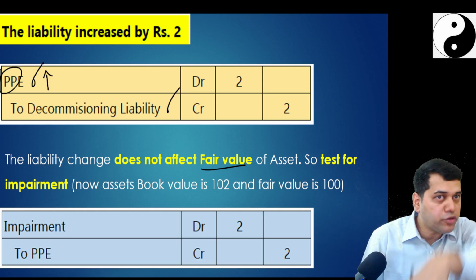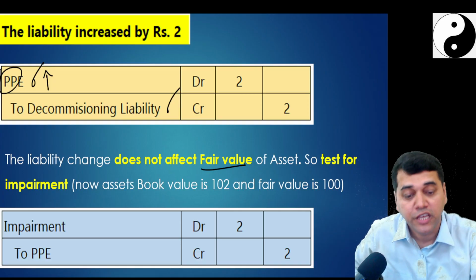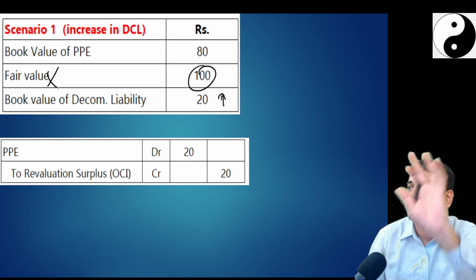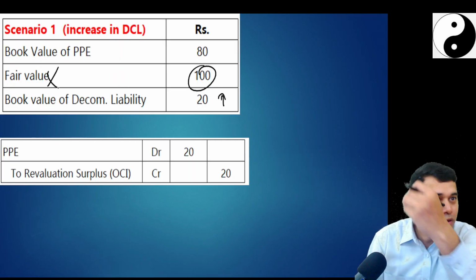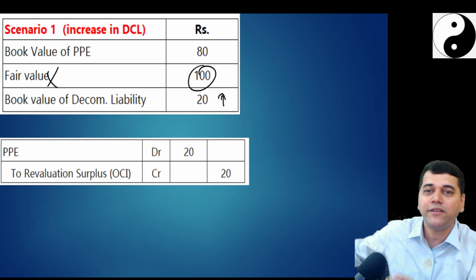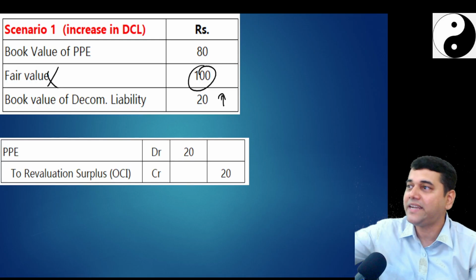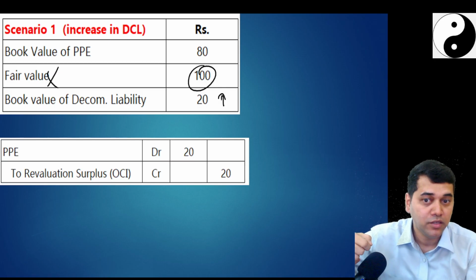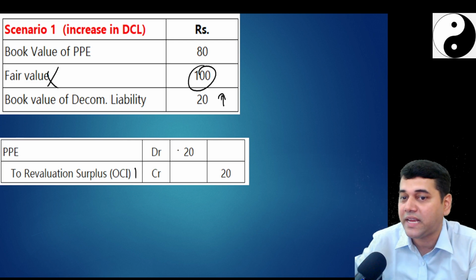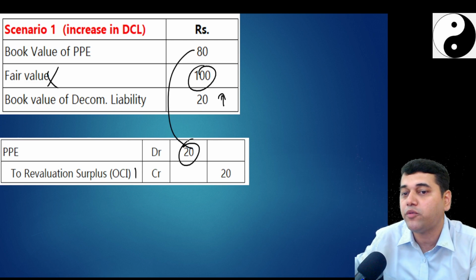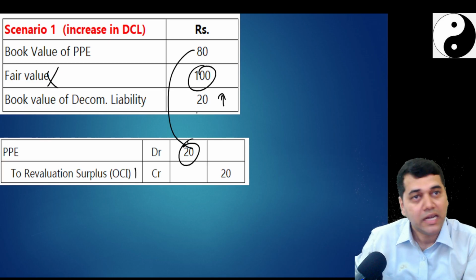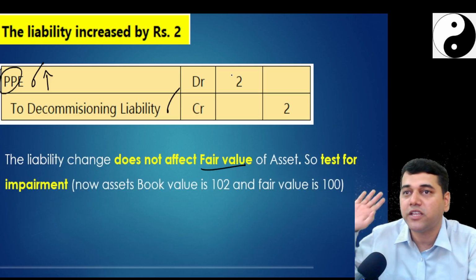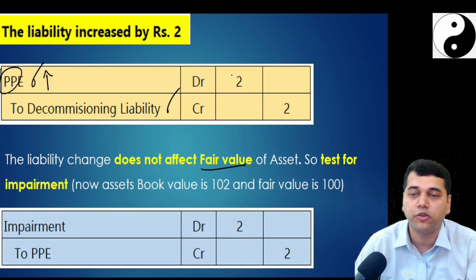Because suddenly now you have to look at fair value. If you follow cost model, you don't have this headache of fair value, no? You don't need to look for the fair value. So straight away take to PPE book value, finish, and then test for impairment. But since you are following revaluation model, you create one revaluation surplus and uplift the book value to 100. A change in the liability is not going to change this. So immediately you will recognize one impairment and you pass this entry, impairment to PPE.